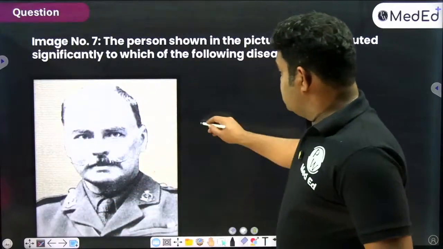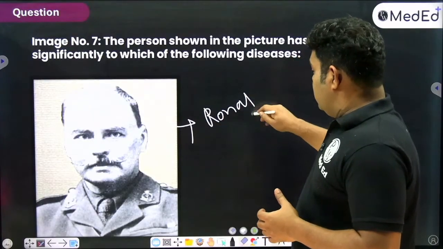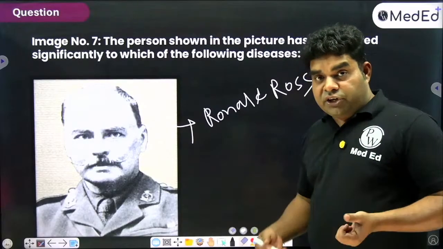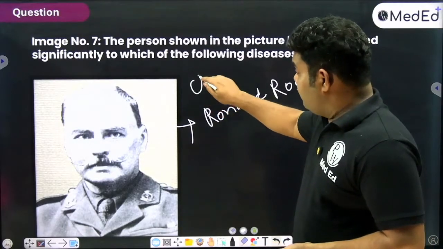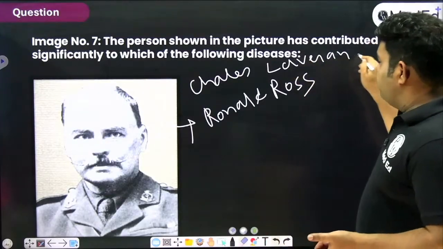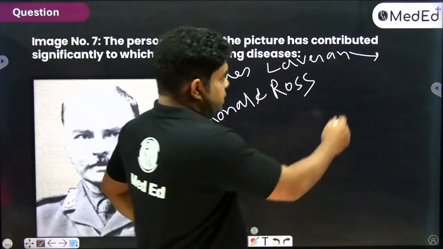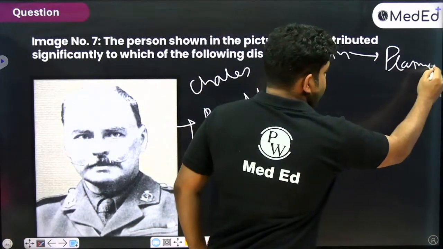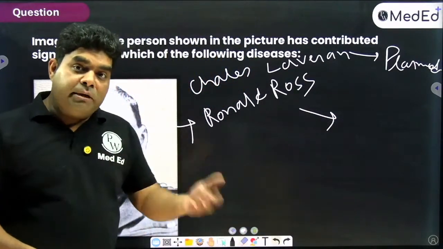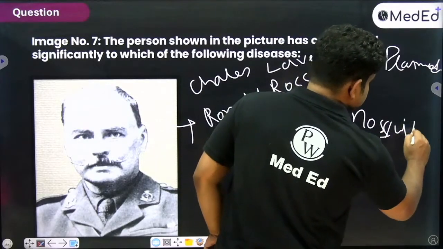Okay, so that's not. Who is this? This is Ronald Ross. There were 2 doctors who are associated with malaria investigation and diagnosis. One is Charles Laveran and other is Ronald Ross. So Charles Laveran found out first of all that mosquito have plasmodium. And what did Ronald Ross find out? He found out that mosquito transmit malaria. So these are the 2 people who have different contributions.